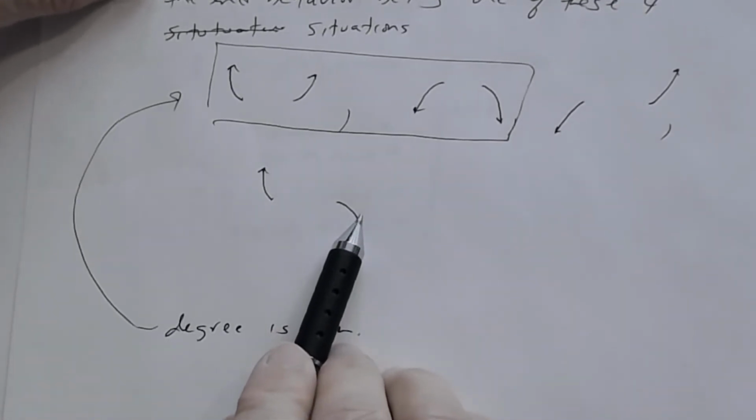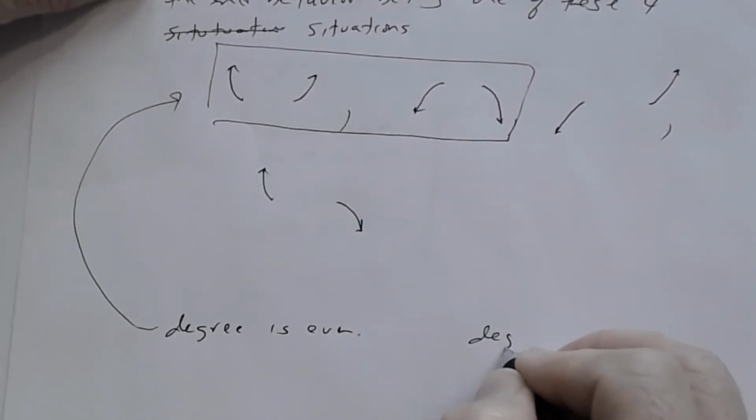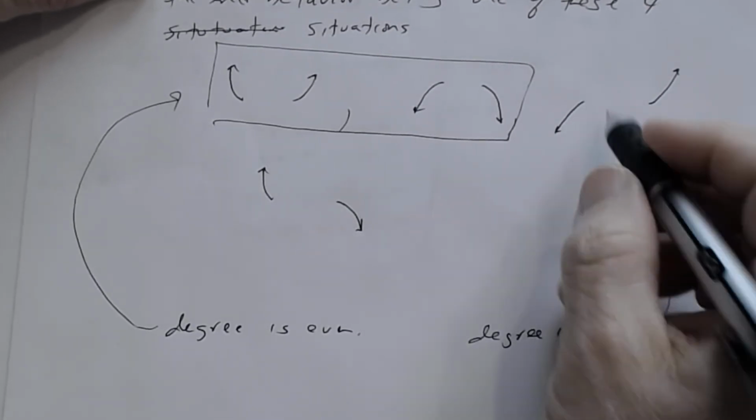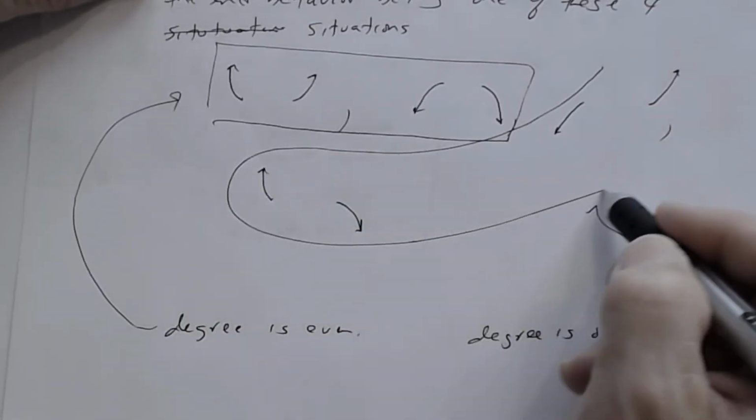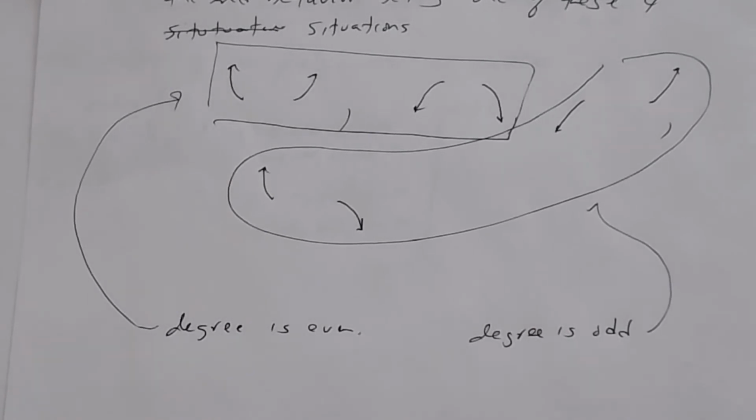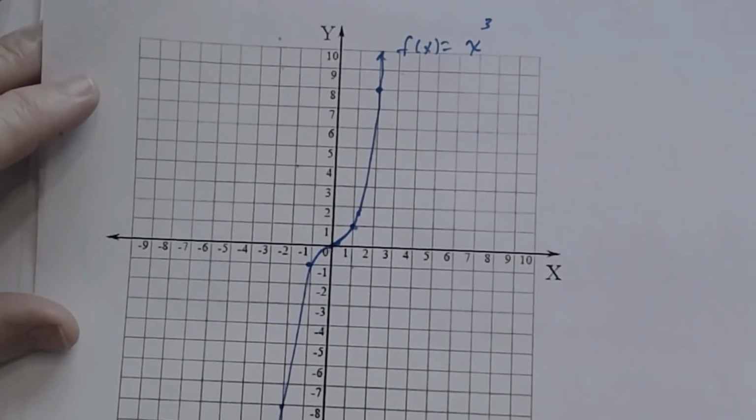Over here, that would occur if the degree is odd. So the degree is odd. That would be these two. Okay, so the degree is odd. And that's easy to remember because look, here's what I would do for an odd degree. I would remind myself about x cubed. So remember, x cubed looks like this.